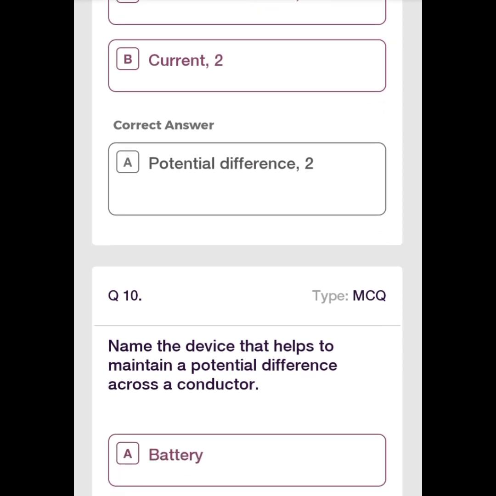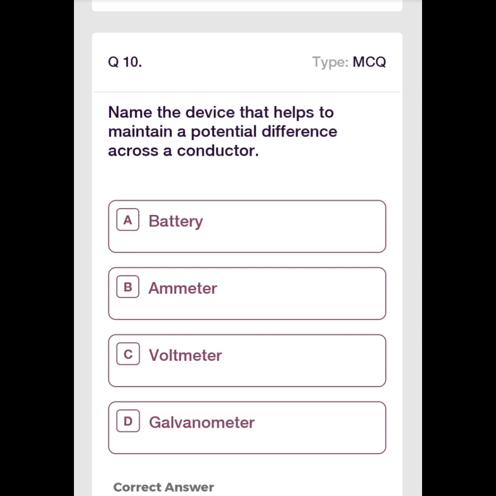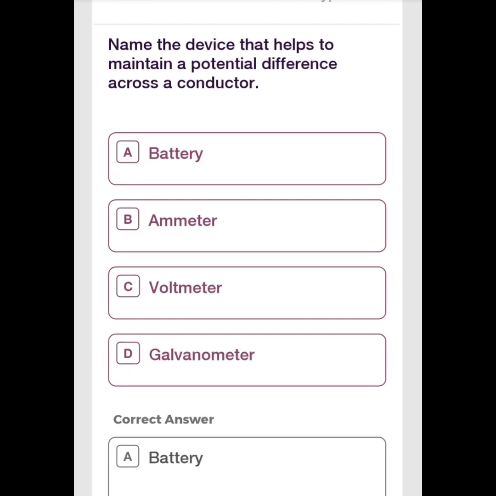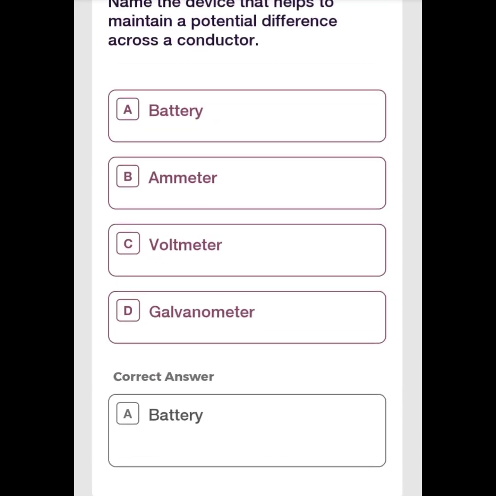10th question. Name the device that helps to maintain potential difference across a conductor. Just now we saw cell, battery, DC generator. Let us see what are all the options given. Battery, ammeter, voltmeter, galvanometer. So the correct answer is option A, battery. Battery is the source that provides potential difference across the 2 points across the conductor.